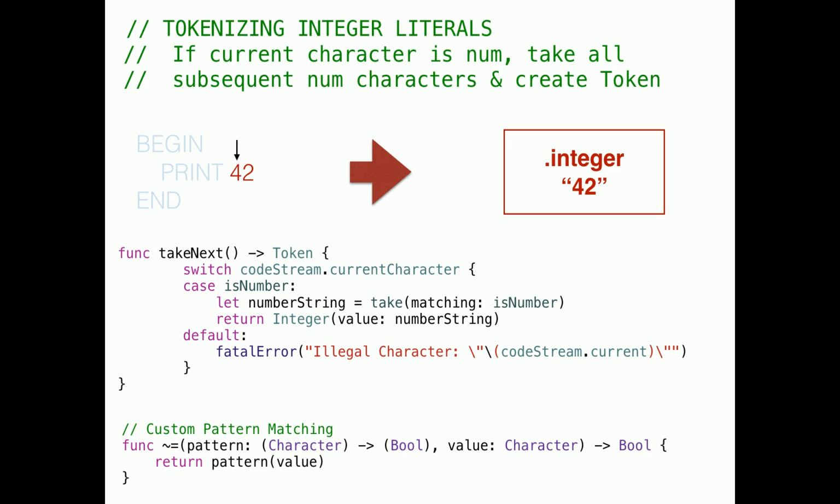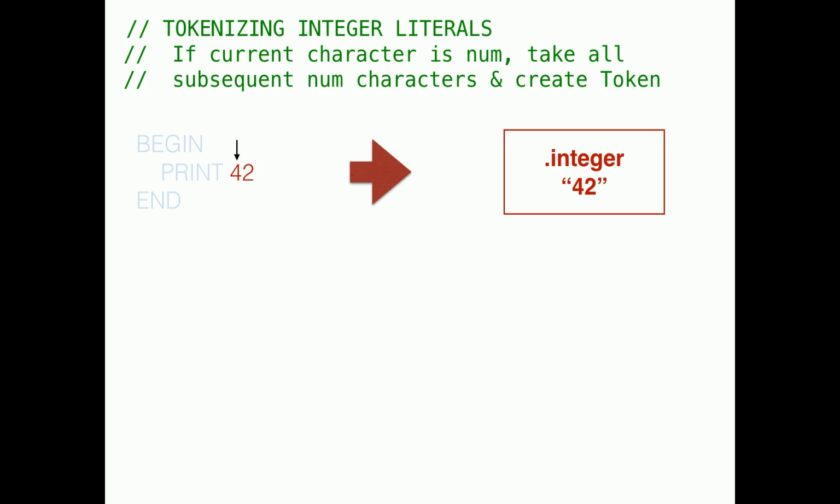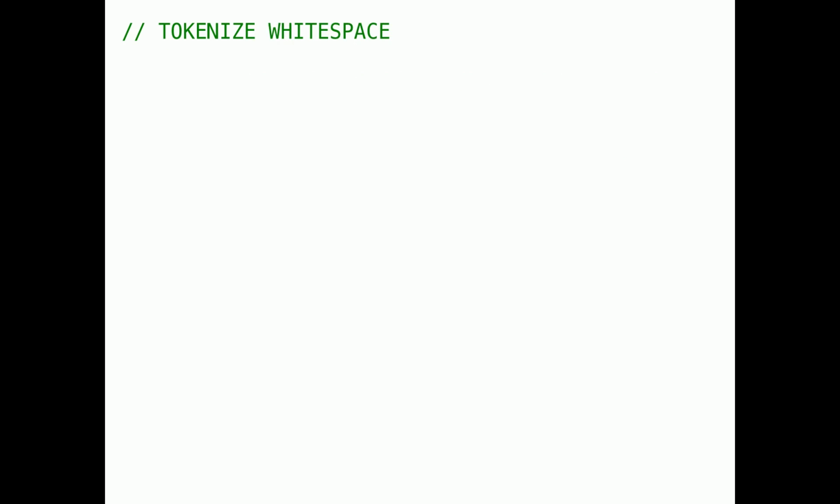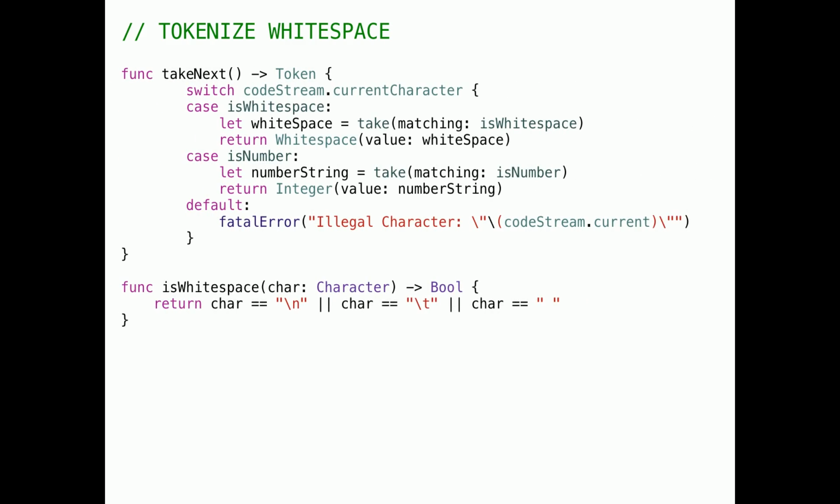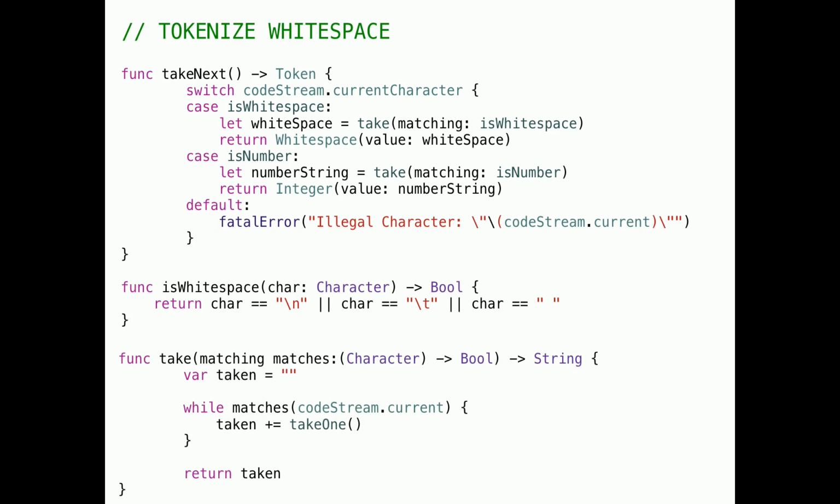So this will handle integer literals. Let's expand it to handle white space as well. We'll just add another case to our switch statement, and say case isWhitespace. Here I'm showing you the isWhitespace function. There's nothing remarkable about it, but I'm able to use it in my switch statement again because I overloaded that pattern matching operator. I'm also doing something else with this function that is noteworthy: I'm passing it in directly to this takeMatching function. That's another one of the niceties of Swift, the ability to use functions as first-class citizens.